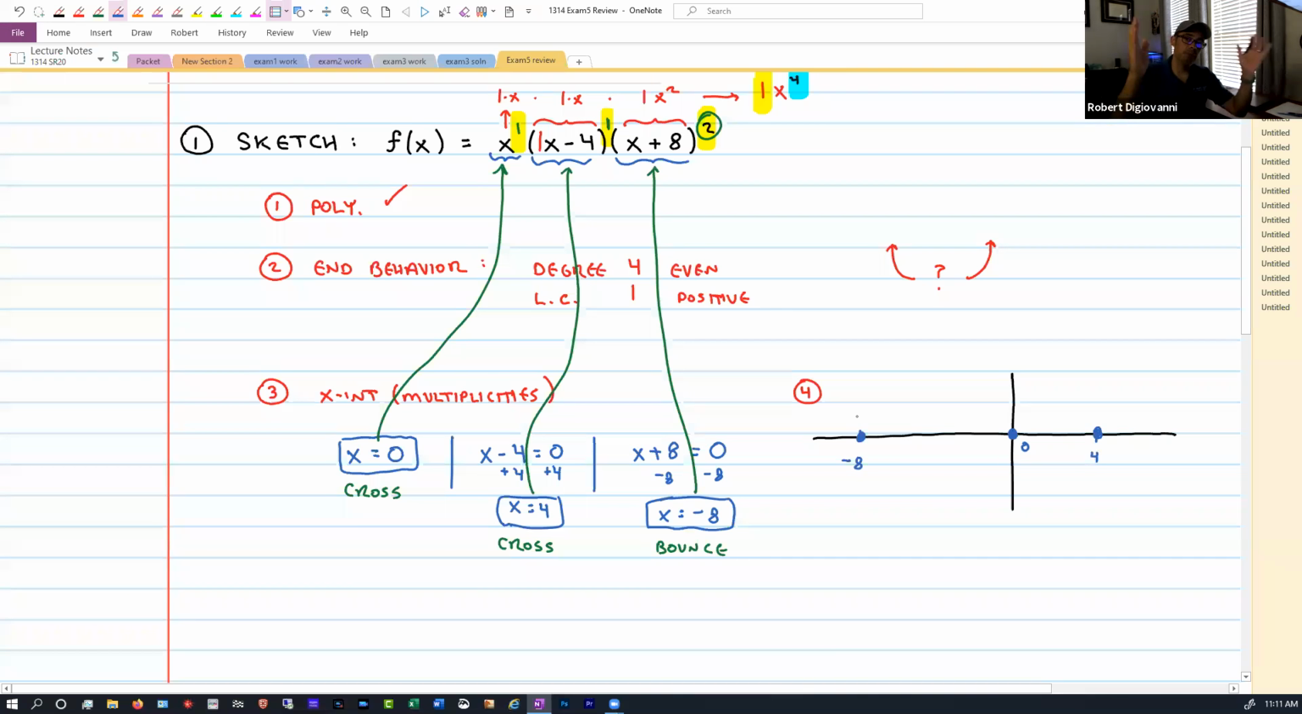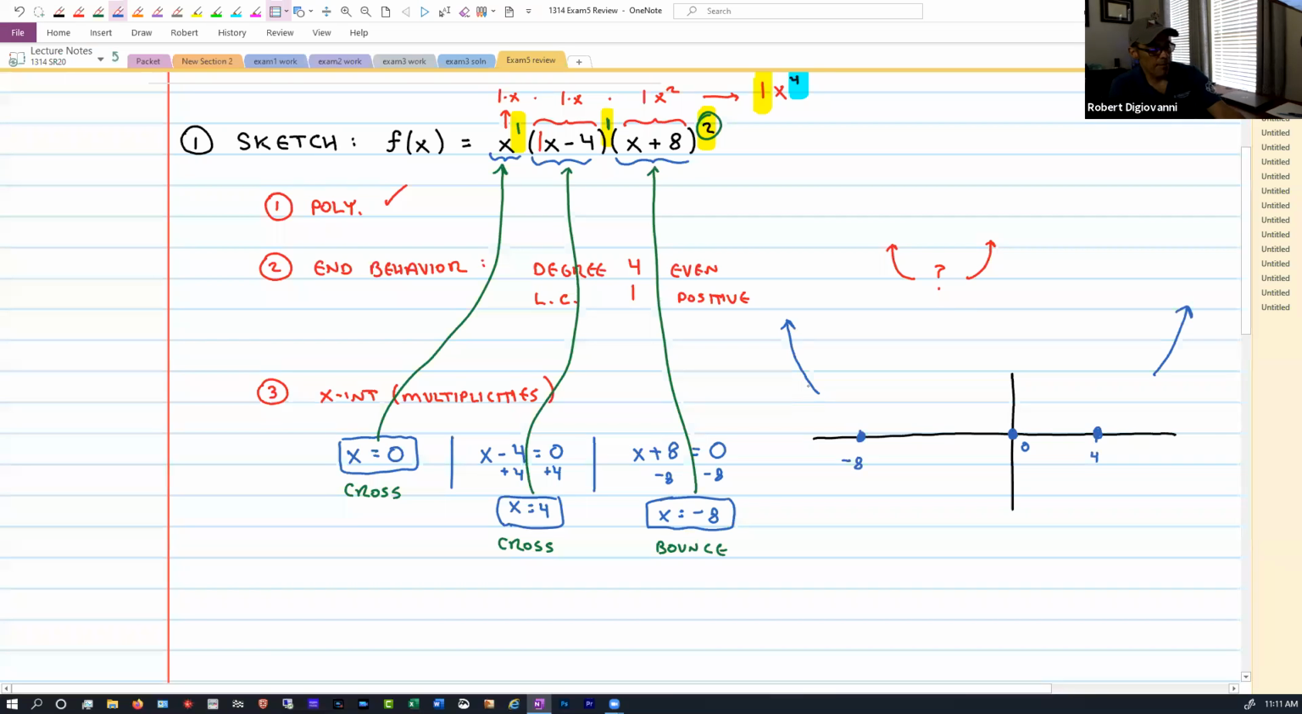I also know that both the left and the right-hand sides go up. So I know that, I'm going to move this 4 out of here. I know my left side goes up. I know that my right side goes up. And now I just need to connect the dots together, paying attention to whether or not I bounce or cross.